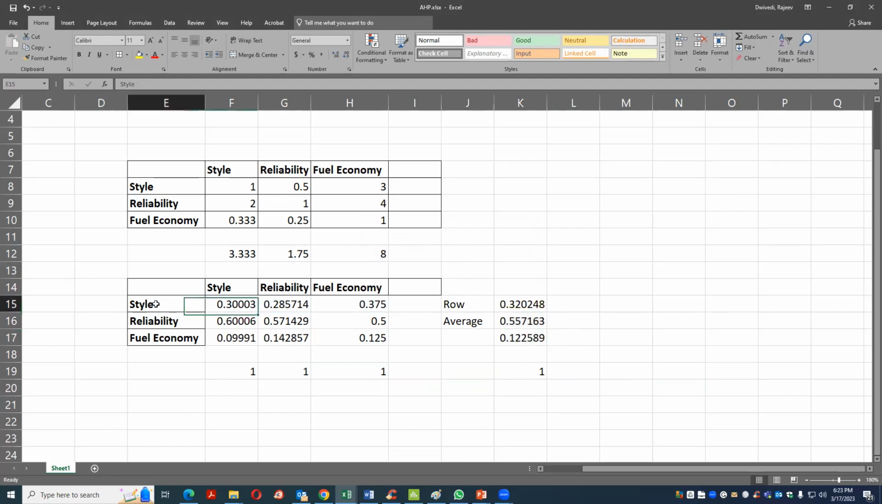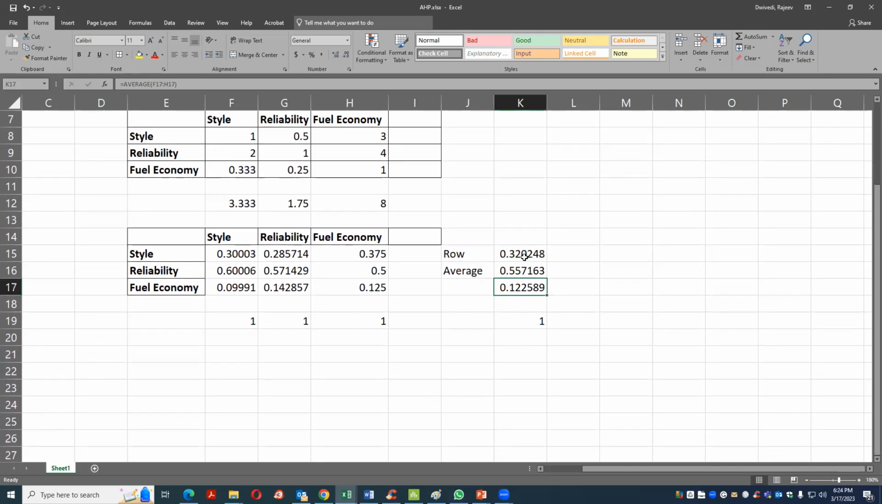So now I got style is 32% preferred over this, reliability is 55% preferred, fuel economy is this. So reliability is most important, second is style, third is fuel economy. So now I got the criteria weight. These are also called the eigenvector. Now, so we got this.